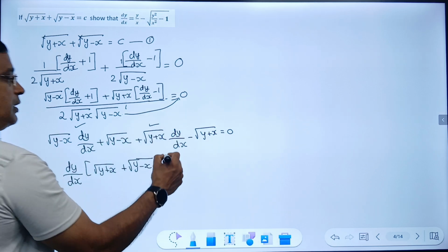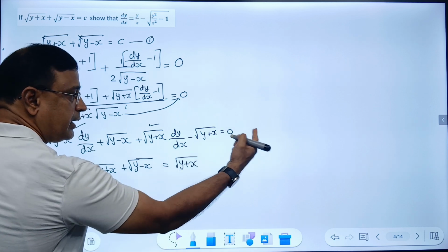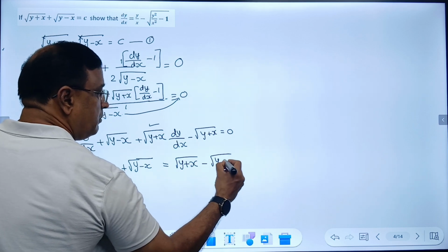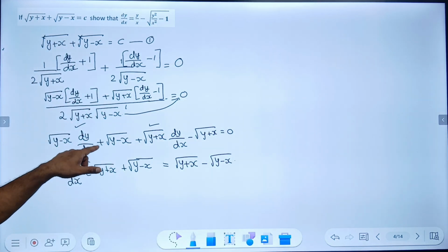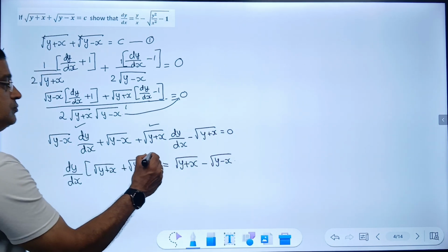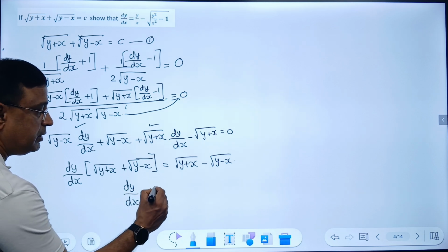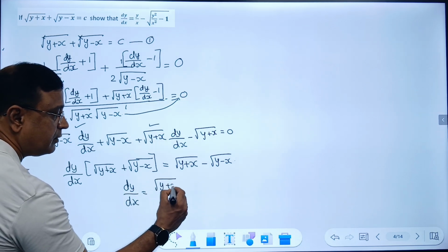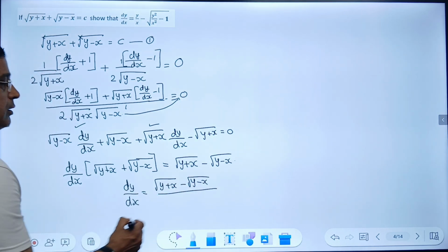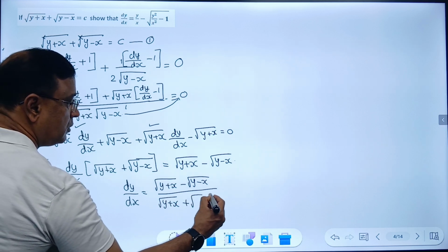The rest of the term take it to the other side. It will be root of y plus x. It's minus a. If you take it that side becomes plus. If you take this term that side becomes minus root of y minus x. Correct? This is plus. If you take it the other side, it becomes minus root of y minus x. So from this, what is dy by dx? Dy by dx will be root of y plus x minus root of y minus x divided by root of y plus x plus root of y minus x.